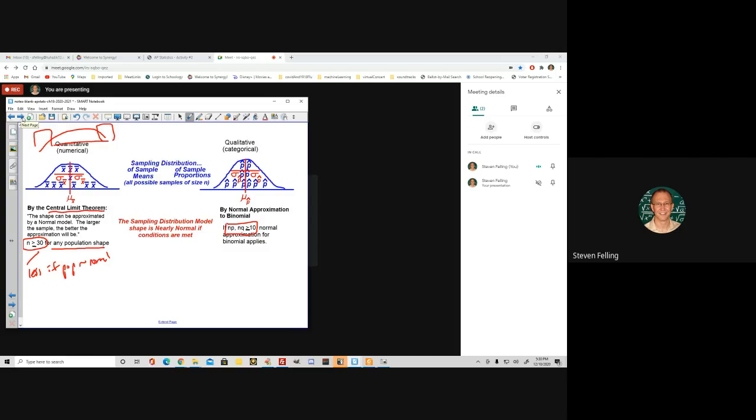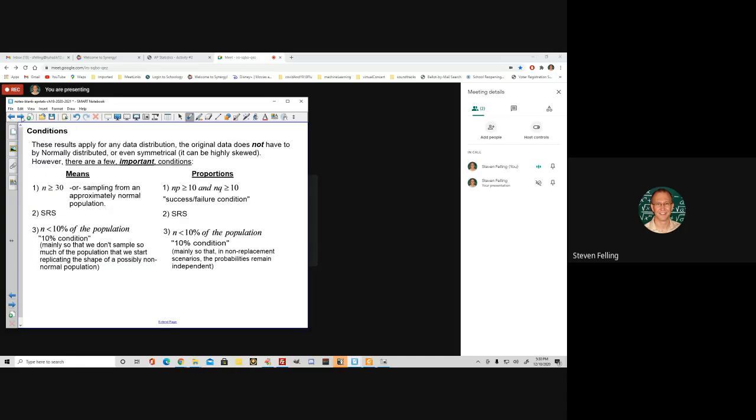So, a couple of new things. In inferential statistics, because so much rides on the sampling distribution model being normal, we have a few important conditions, and I will add a couple of other things as well. The first thing is we want to always have a sampling distribution model that's normal, so we have a sample size condition. In the case of means or numerical variables, n has to be at least 30, or you have to be sampling from a population closer to normal. In the case of proportions, np is at least 10 and nq is at least 10, okay?